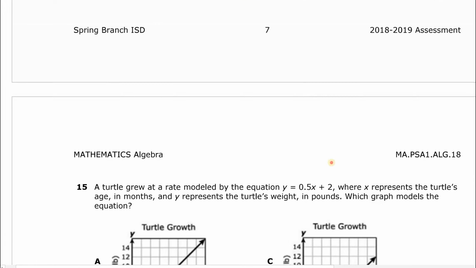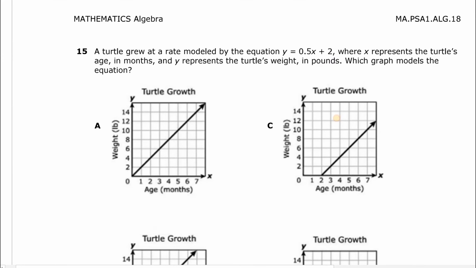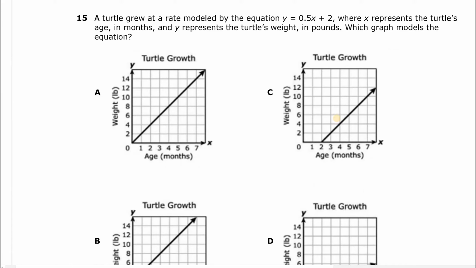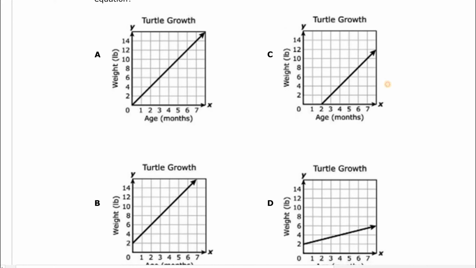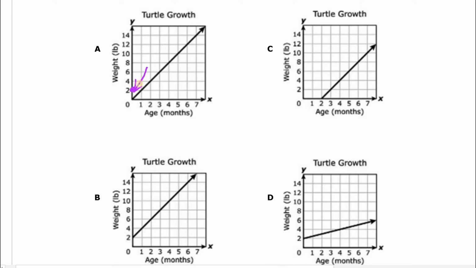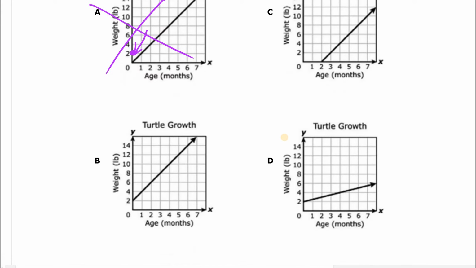All right. On the last page, we see number 15. It asks us which one models this equation. We know y equals mx plus b. B is the y-intercept, so that means the 2 is the y-intercept. So we look at our graphs. This does not have a y-intercept of 2, so A's out. B does have a y-intercept of 2.